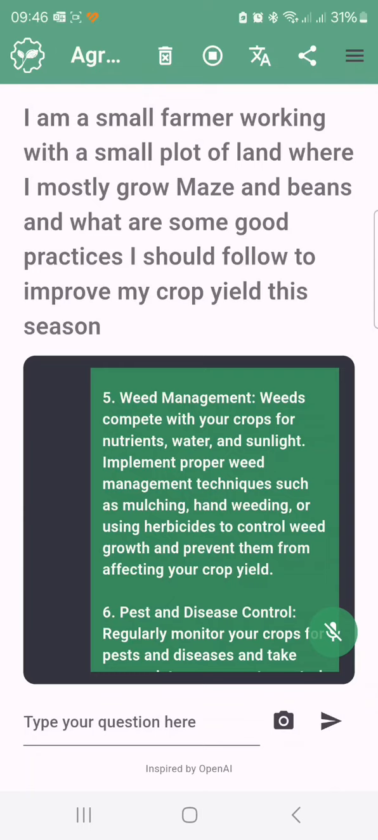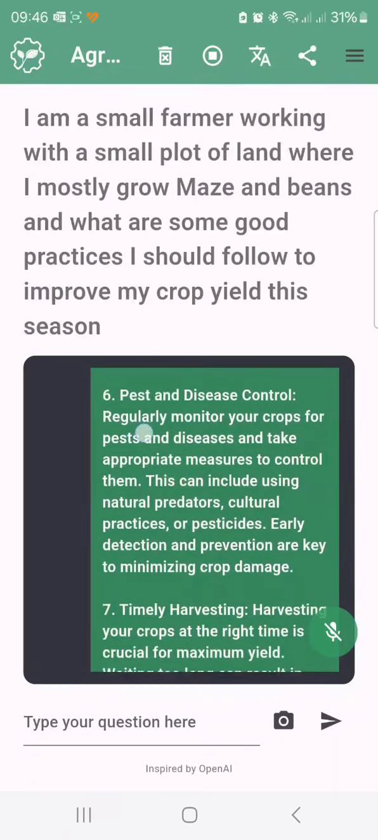6. Pest and disease control. Regularly monitor your crops for pests and diseases and take appropriate measures to control them. This can include using natural predators, cultural practices, or pesticides. Early detection and prevention are key to minimizing crop damage.